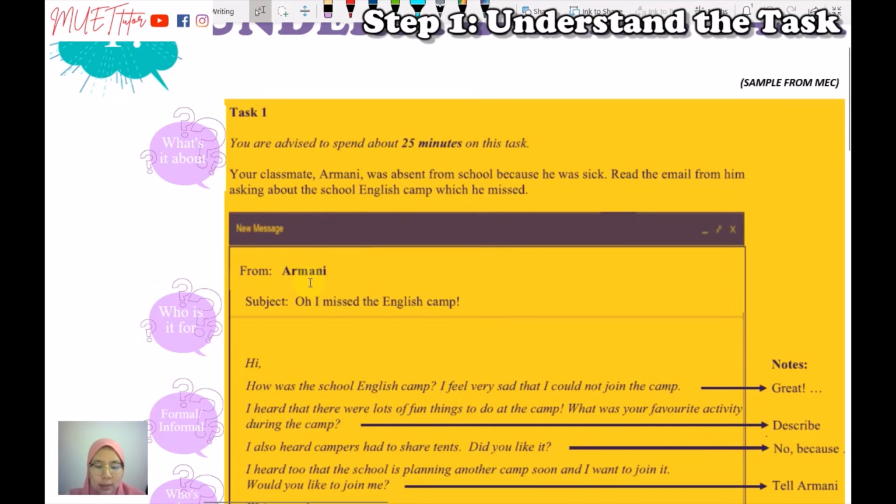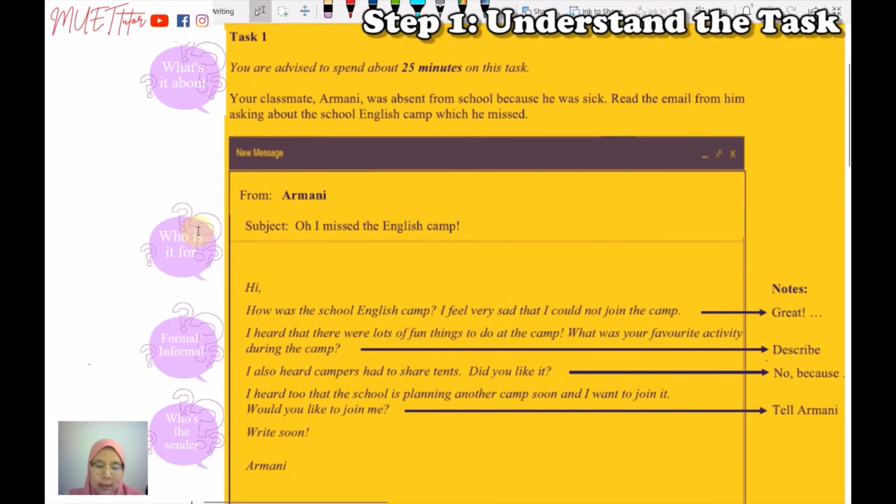So in your response later, make sure you're writing to the sender, use that name, Armani. Also, knowing who's the sender will also determine the language that we use for formal or informal. And if you're writing to friends, you'll write informally. When you're writing to someone higher in authority, we become formal.